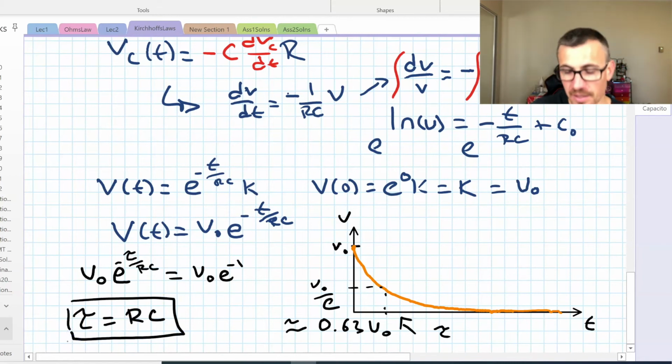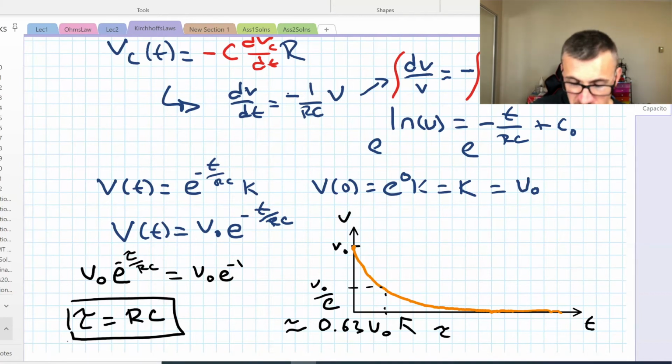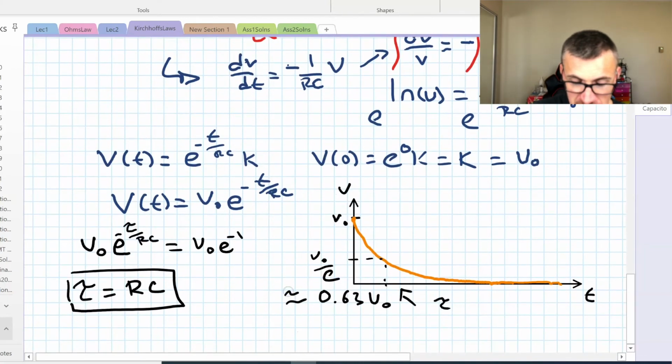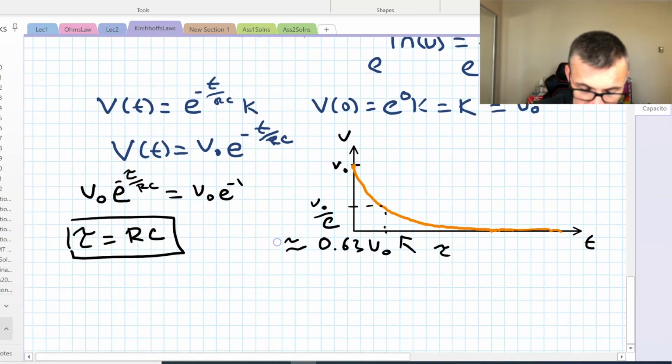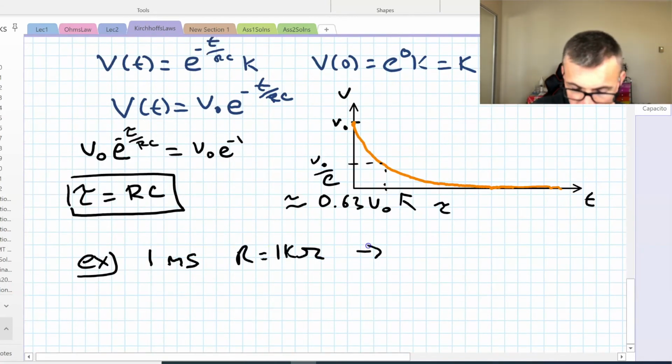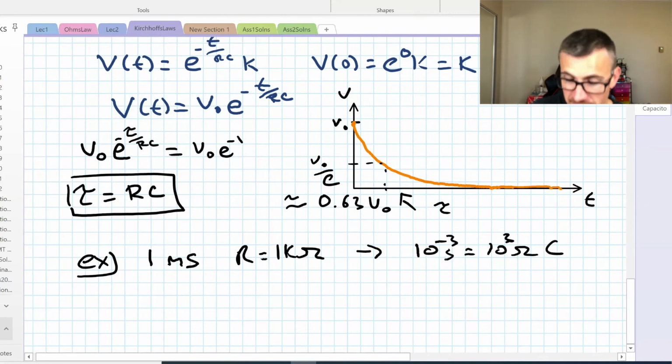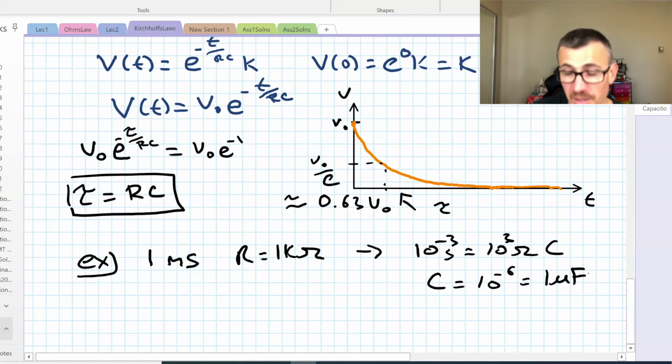So if we're flicking the switch and watching the capacitor discharge, and we wait for it to get to about 37% of its maximum value, we just measure that time, and that's a very special time. That gives us the time equal to RC. If we know the resistor, this is a great way to measure the capacitance. I measure 1 millisecond, I have a 1 kilo ohm resistor, and the capacitance in this example would have been 1 microfarad. Pretty typical capacitance, actually.